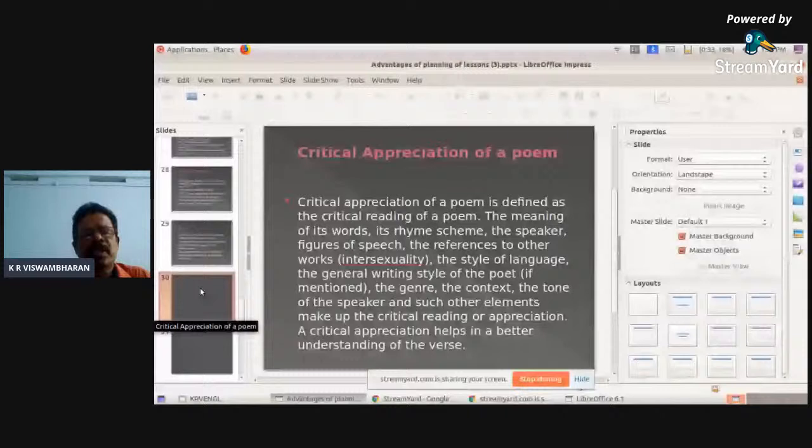If you don't have a better understanding of the poem, you cannot appreciate it. So you analyze, find out its meaning, the reference to other works, etc. Then only you can go deeper and deeper and deeper to the depth of the point. It helps in a better understanding of the style.